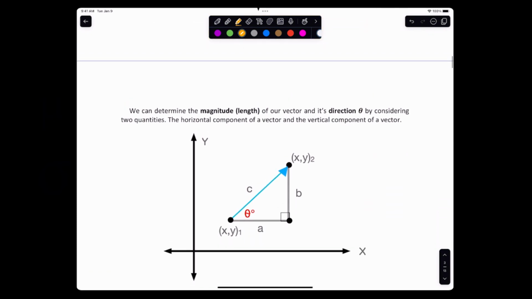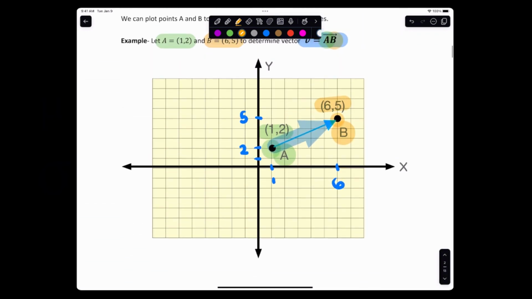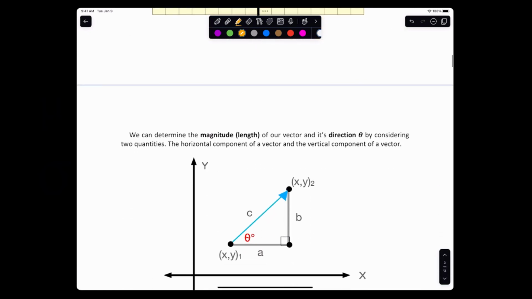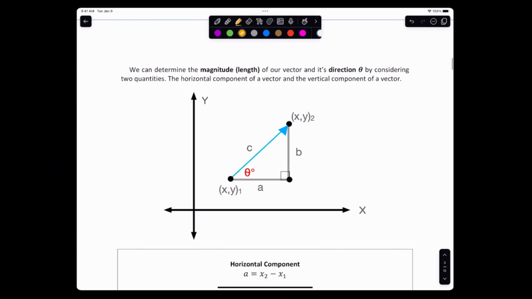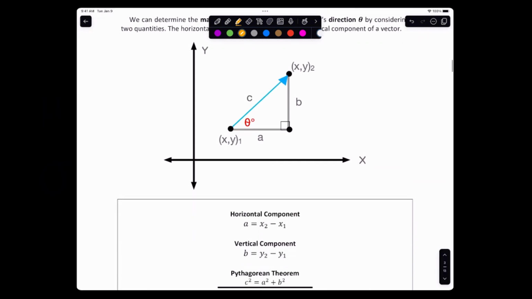All right, so we're going to dive into the details here, okay? Now here is some of the details here, because we're going to now have to determine how we're going to actually find the length of that vector and the angle theta, the direction, right? So you have these points here. Now let's see. We can determine the magnitude, length of our vector and its direction theta by considering two quantities, the horizontal component of a vector and the vertical component of a vector. So here's kind of what you're looking at algebraically speaking here, ladies and gentlemen.